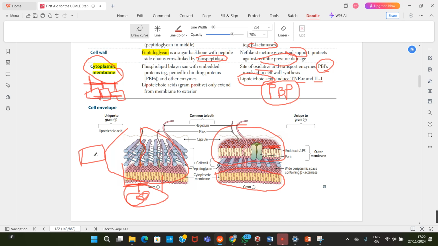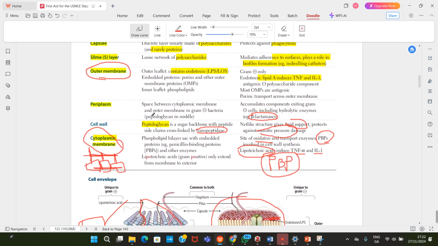So just a quick recap. The capsule contains polysaccharide for what? For phagocytosis. The slime layer contains polysaccharide too for biofilm formation so that they can adhere to objects. The outer membrane is the one that contains the endotoxin, which is lipopolysaccharide or lipo-oligosaccharide, depending on the organism. And that releases TNF and interleukin-1 for sepsis.